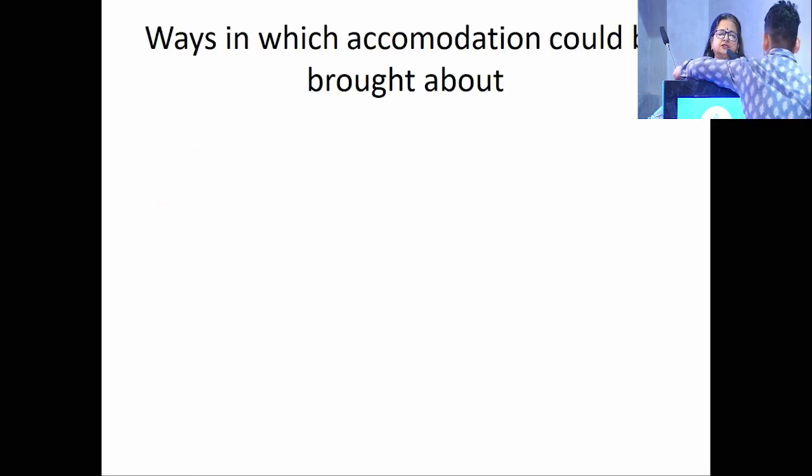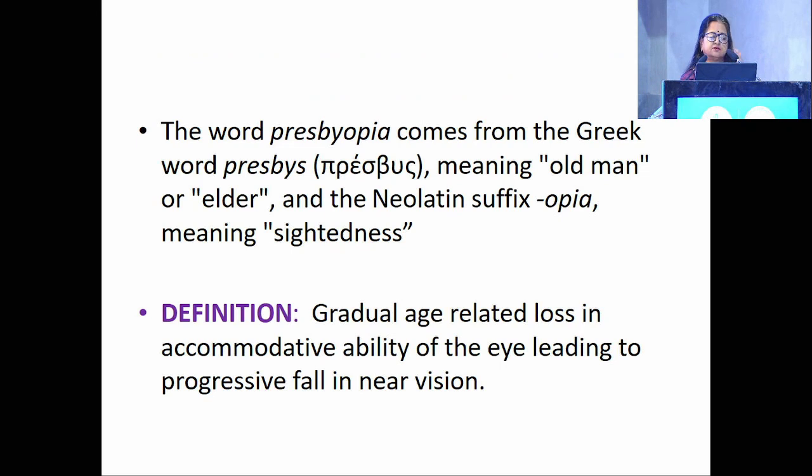So, what are the various ways in which accommodation can be brought about? Theoretically, the eyeball can be lengthened, or the cornea can be more curved, or the lens can be moved. All these factors are not possible in human beings, and the only factor which is left is the change in curvature of the anterior surface of the lens.